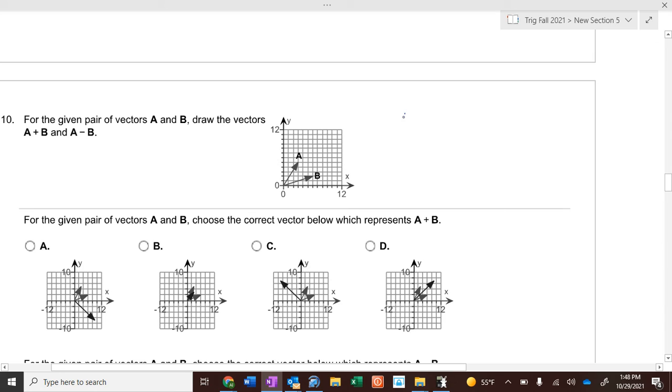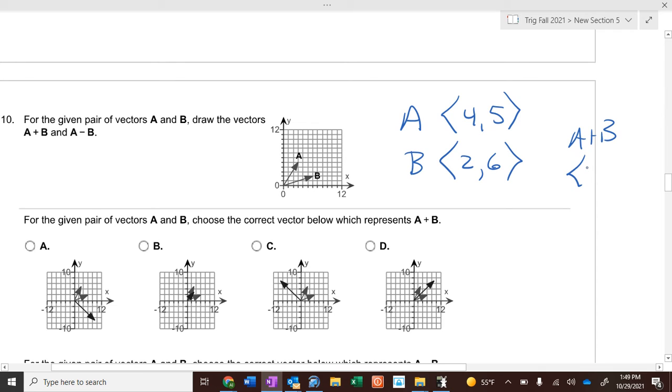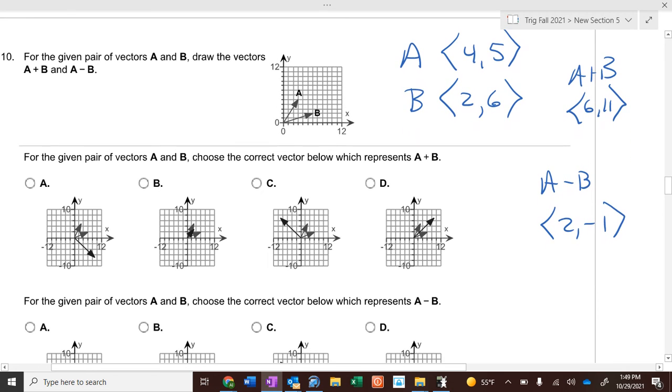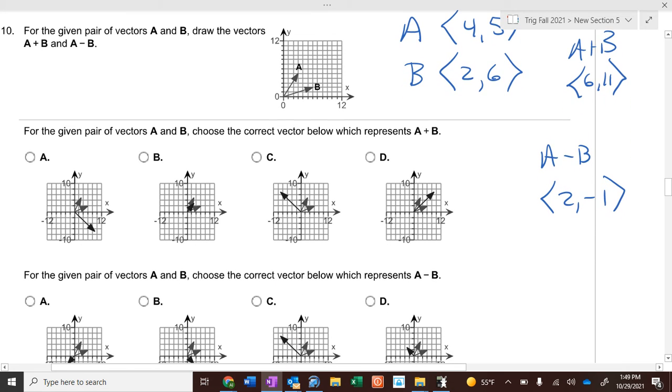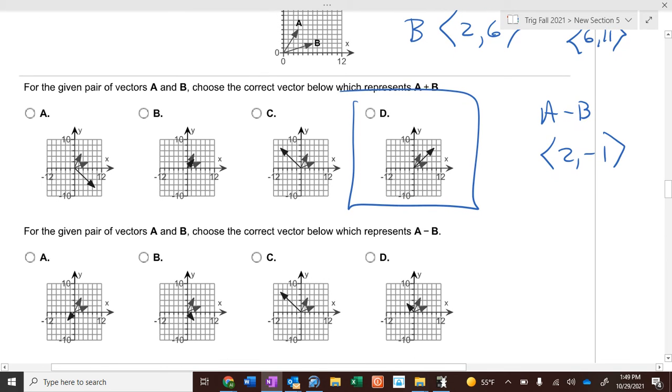So here A is 4, 5. And B is 2, 6. So A plus B is 6, 11. And A minus B is 2, negative 1. So 6, 11 is probably this one. And then 2, negative 1 is this one.